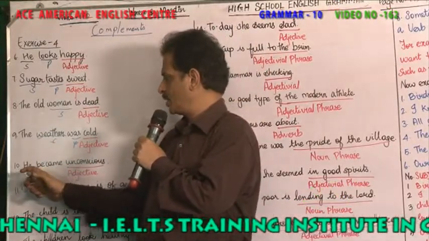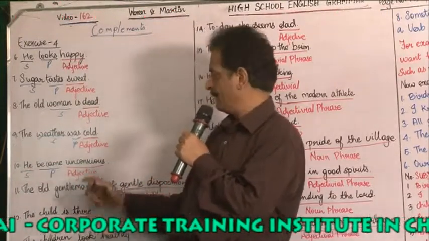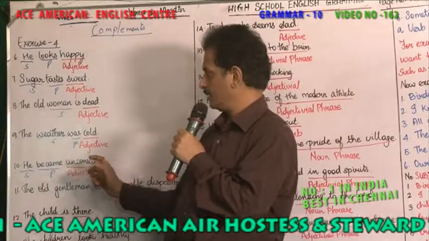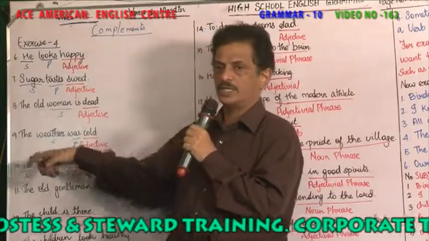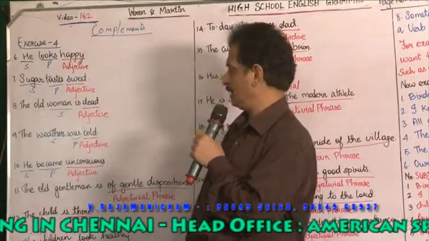He became unconscious. He is the subject. Became is the predicative word or a verb, and here it is an intransitive verb. It doesn't take an object. So unconscious says about the gentleman he. So it becomes an adjective complement or an adjective predicative.